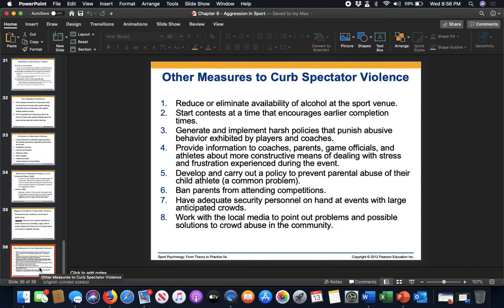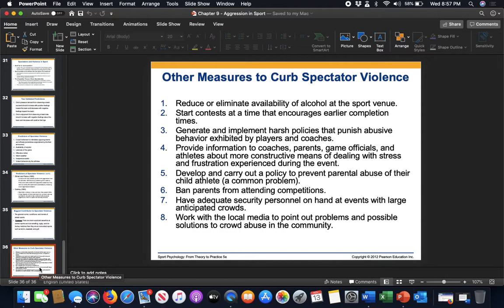And then they talk about ways that you can curb violence. It's going to be what it's going to be. I find some of this stuff kind of interesting. But number 6, ban parents from attending competitions. Well, if my dad got into a fight during a game, I would hope that they'd ban him because that just means it's going to lead to something else. But there's other things in here, not really to be tested upon, but just to go ahead and look at on your own.